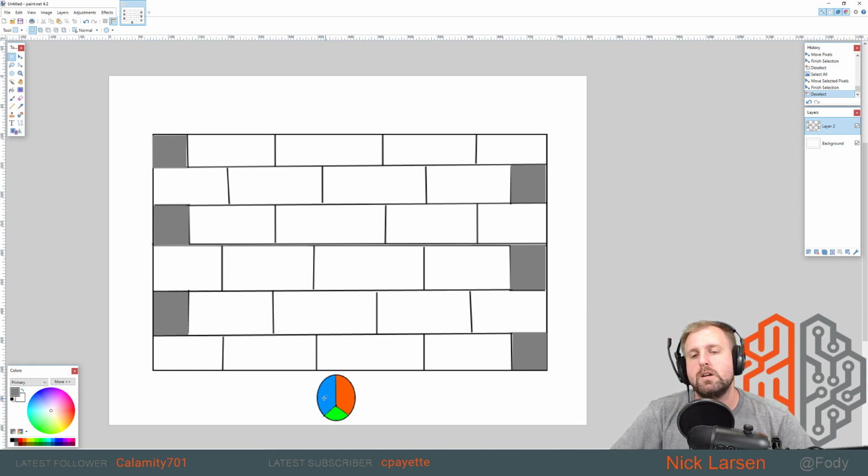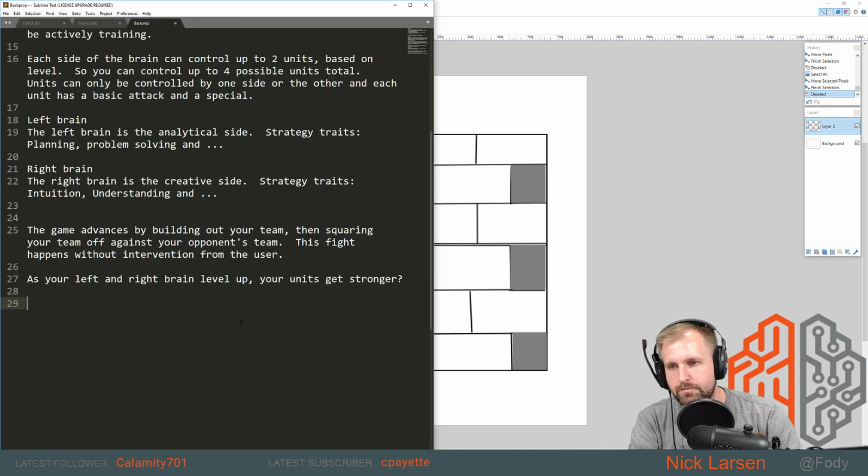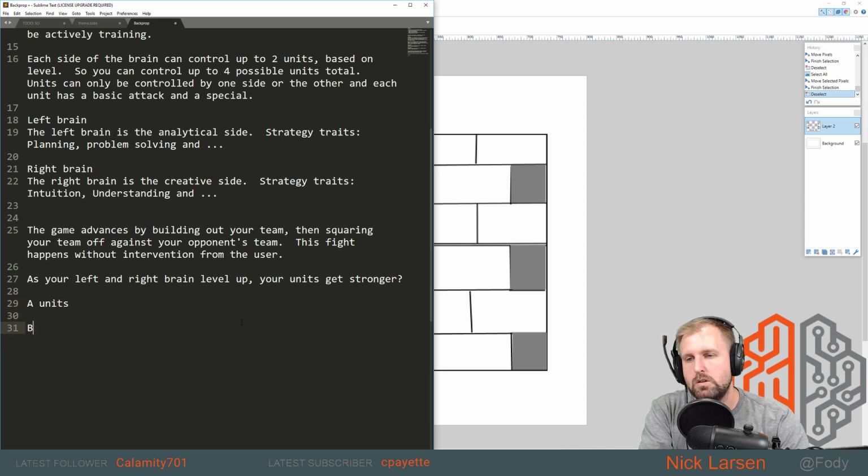So the left side gets stronger. Let's just put some units to it. What kind of units are there? First thing you have are like level 1: A units, B units, C units. So you can level them up. Units get stronger.